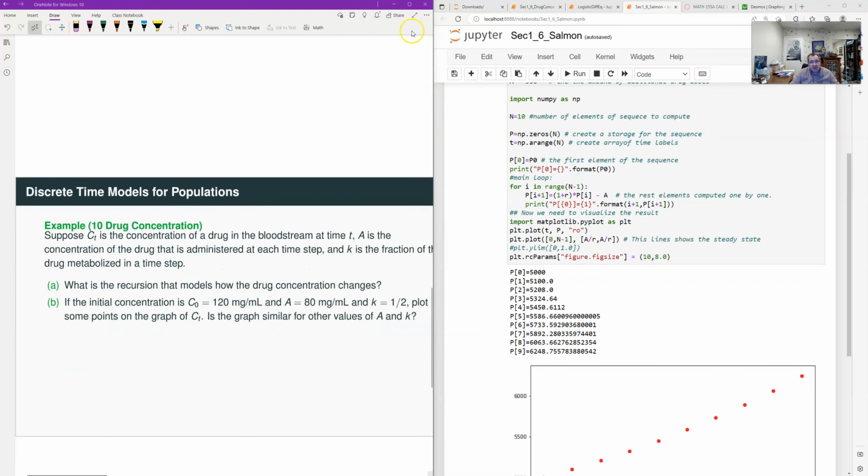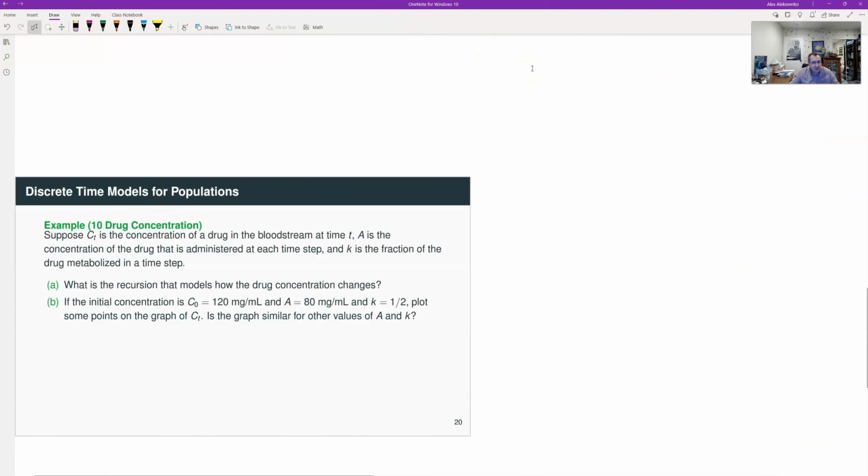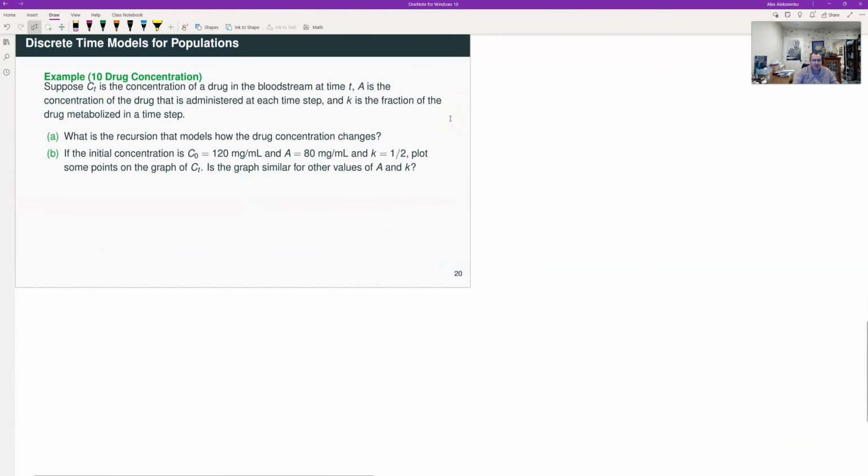One more problem where we will derive a recursive sequence. Let me maximize the screen. So this one relates to drug concentration. What happens is that when a drug is administered, suppose we have a patient and we administer a drug at time t equals zero. The body starts to metabolize the drug, gradually leaving the bloodstream, and the amount of drug is reduced.